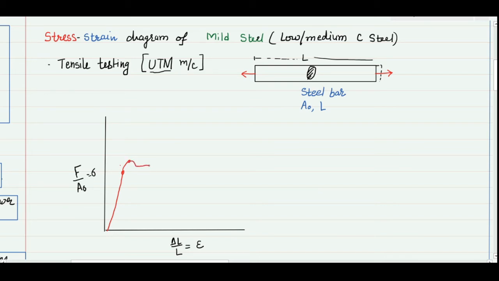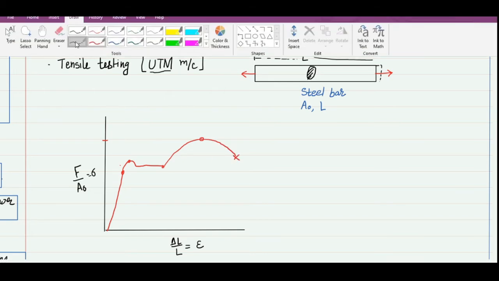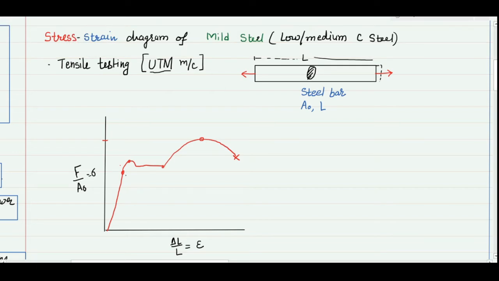And suddenly we observe an abrupt increase in the length. Then again we apply the load and the length increases, and after a particular position where we note the maximum stress applied, the material fails and rupture occurs. So this is your stress strain diagram for a mild steel bar. And now let's understand what these different points are.